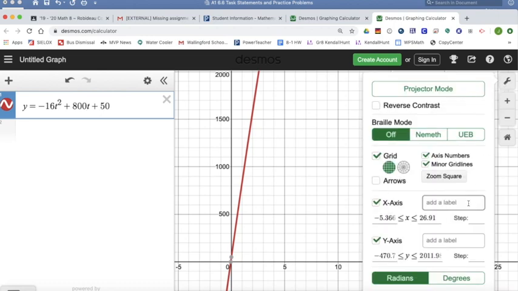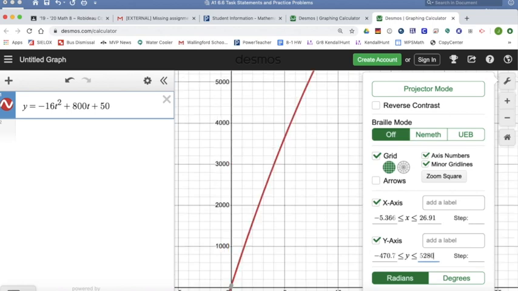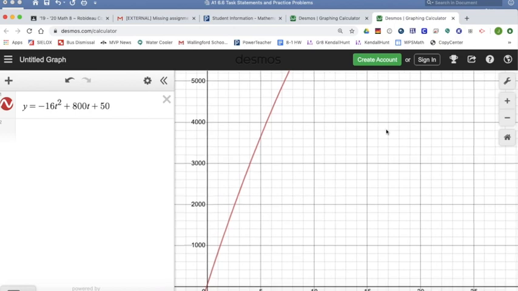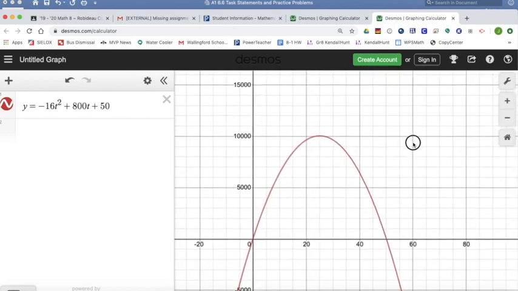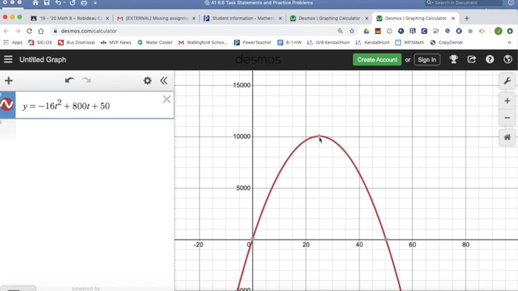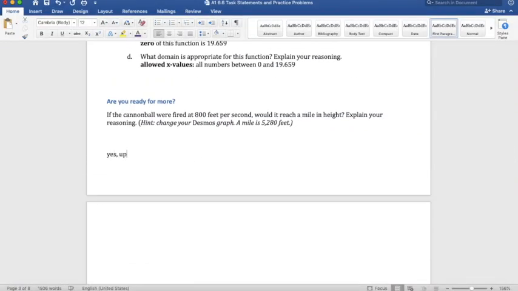What should my window be to see if it gets up to 5,280 feet? So I'll just put the y at 5,280. And by golly, it looks like that cannonball gets definitely past a mile in height. Like if I zoom out, it gets up to 10,000 feet, which is definitely more than a mile in height. So I would say yes, up to 10,000 feet. That's almost 2 miles. All right, so cool.